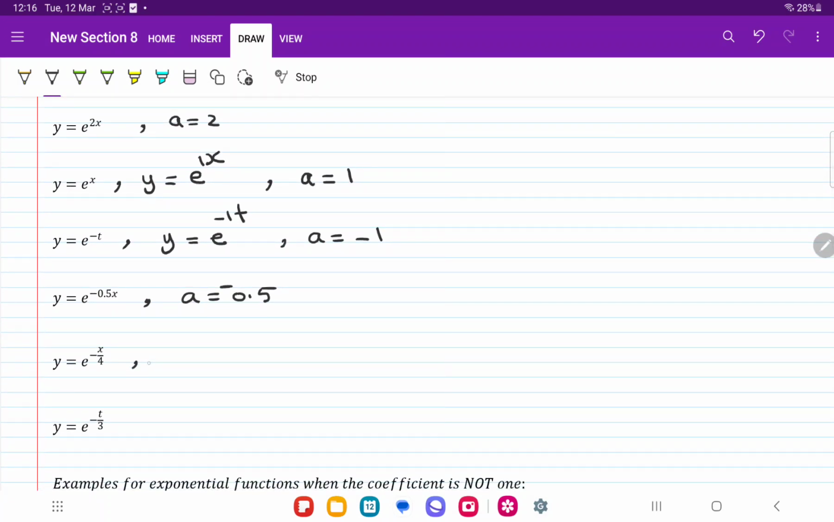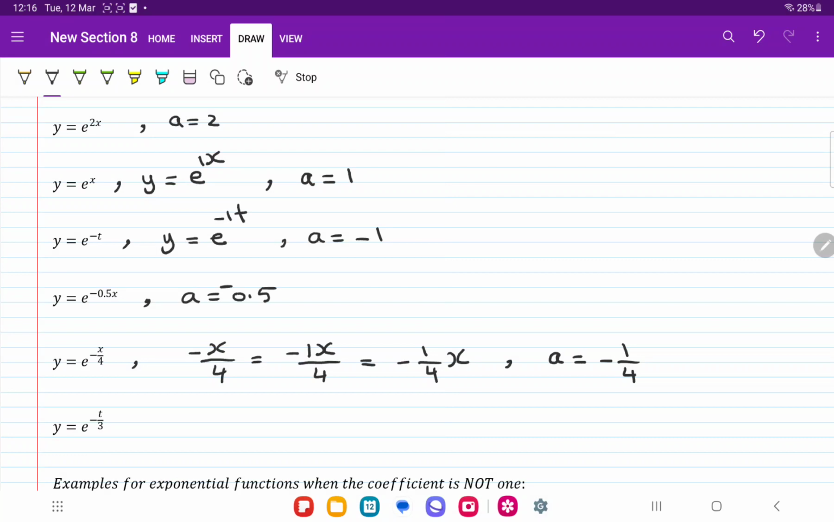Okay? Now, to find the number in front of x here, I'm going to try to rearrange this: minus x over 4. So minus x over 4. Do you all agree? There is an invisible 1 here, yeah? Over 4. So now I'm going to try to separate the number from the letter. So minus 1 over 4 times x. So you are going to tell me a is equal to minus 1 over 4.